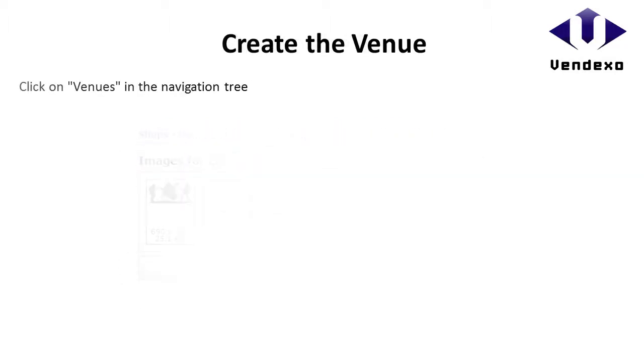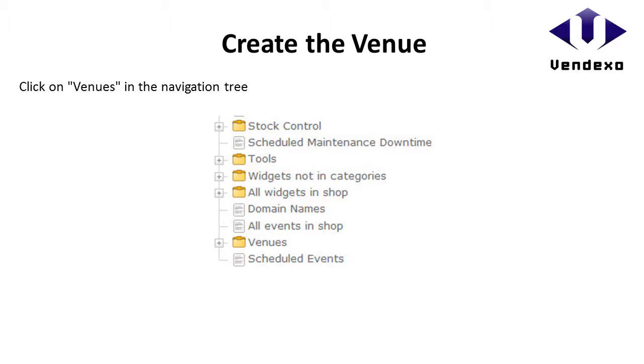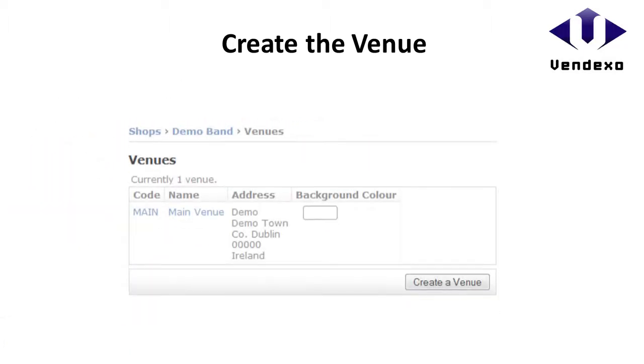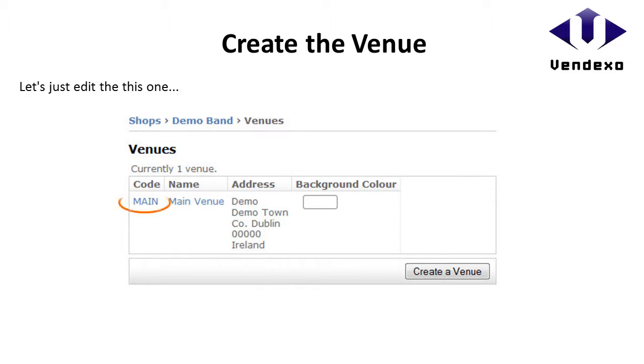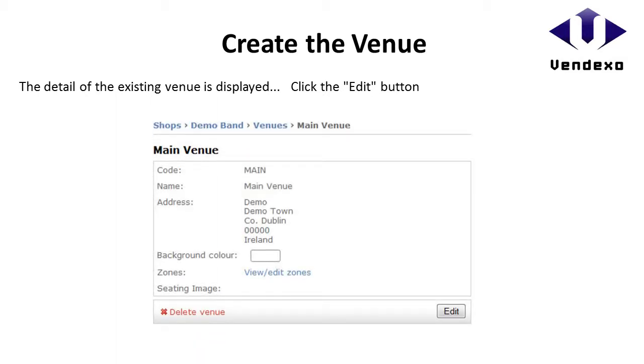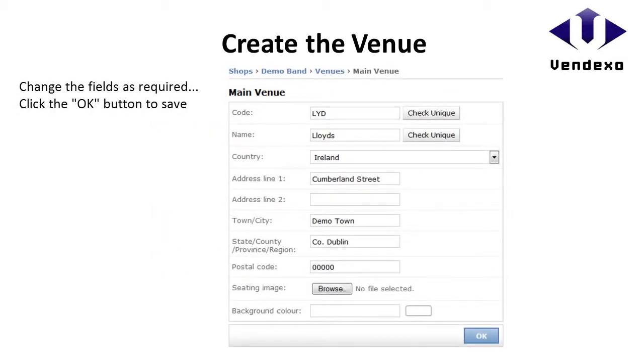And next we have to set up our venue where the event is taking place, and that's just a matter of setting up its name and its address. Now there is one called main set up by default by the system, so we're going to take that one and just edit that and turn it into the venue called Lloyd's. So we edit the various fields on that particular venue and save it.